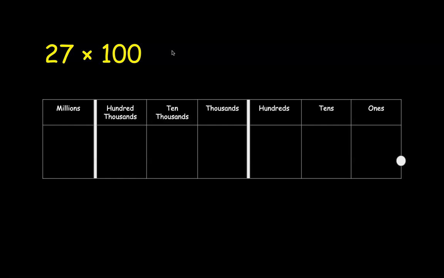27 times 100. Okay, here we go. 27 times 100. First thing we've got to do is put the 27 in the right place. Now, when something becomes 100 times bigger, isn't that the same as becoming 10 times bigger and then 10 times bigger again? It definitely is. Right, so let's start with the 2. Let's make it 10 times bigger and then 10 times bigger again.